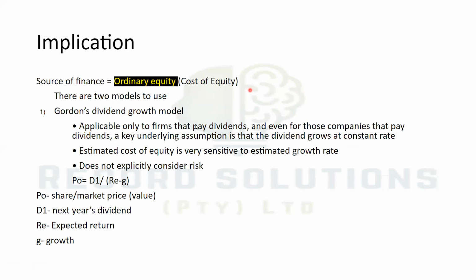So in the question, most probably they're going to give you the market price of the share, the dividends of the share, and then the growth. And then what you're going to have to do is calculate this missing figure. So that's how you do it using Gordon's dividend growth model. Sometimes they call it Gordon's dividend growth model, sometimes it's the dividend growth model, but you'll see it's basically the same formula.